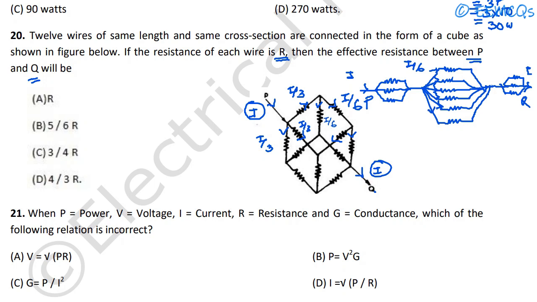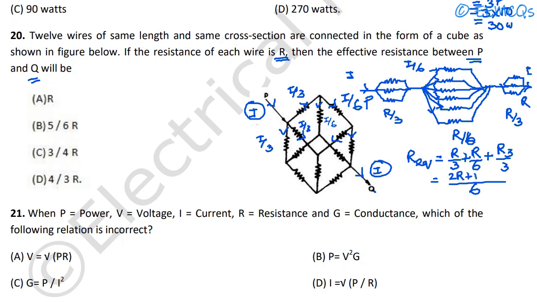So this will give you R by 3. This will give you R by 6 and again this will give you R by 3. So total resistance Req basically will be R by 3 plus R by 6 plus R by 3. That means here this will be 6, here will be 2R, here will be R and this will be 2R. So the equivalent resistance will be 5 by 6R. Okay. So this will be B.